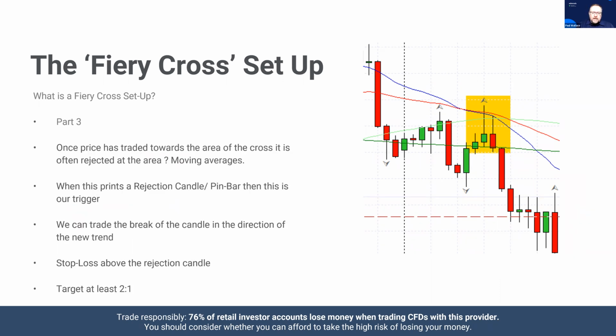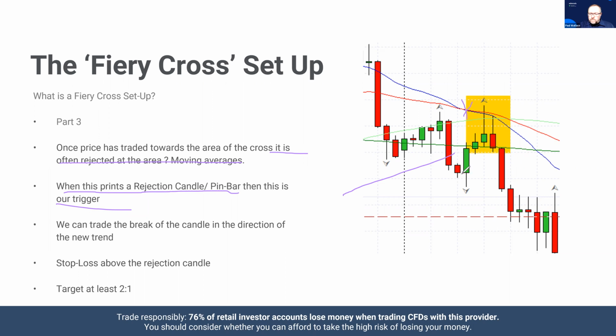Part three is that once price has traded towards the area of the cross, it is often rejected at the area of the moving averages. When price prints a rejection candle, in particular a pin bar, then this is our trigger. So remember, we need 2 or 3 things to come together: moving averages to cross, price to trade up into those moving averages, and then to reject it and print a pin bar or a rejection candle. And that's what we have in this example.